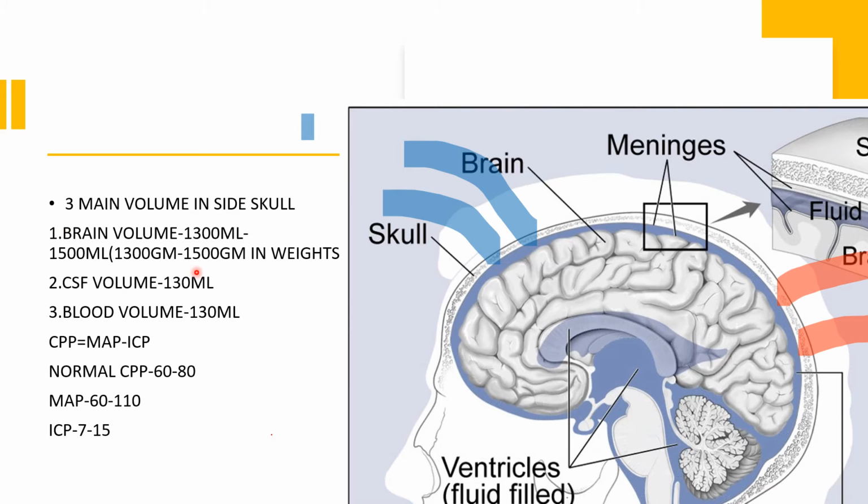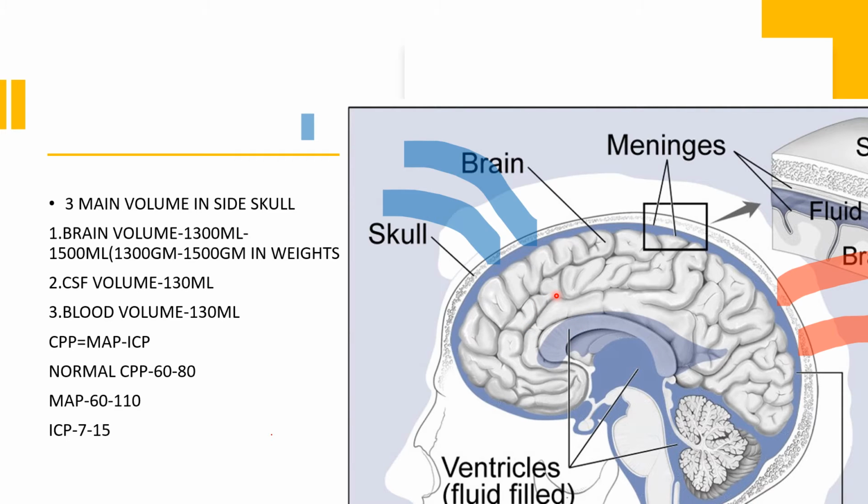How can the brain volume affect the ICP? The brain volume means the brain matter. If there are any lesions, tumors, abscesses, or any injury like bleeding inside the brain, the brain volume is increased. If the brain volume is increased, the pressure inside the brain increases, so the ICP increases. Next, the CSF volume.